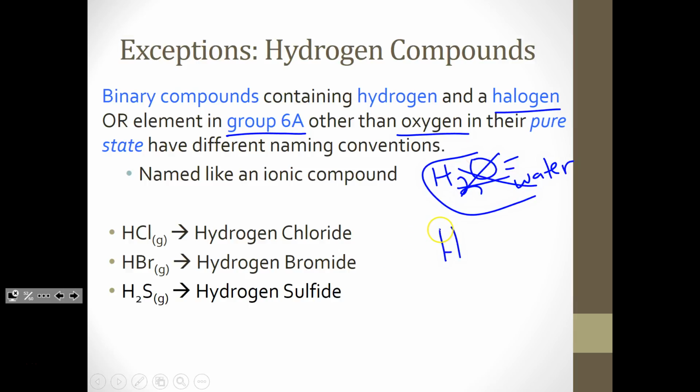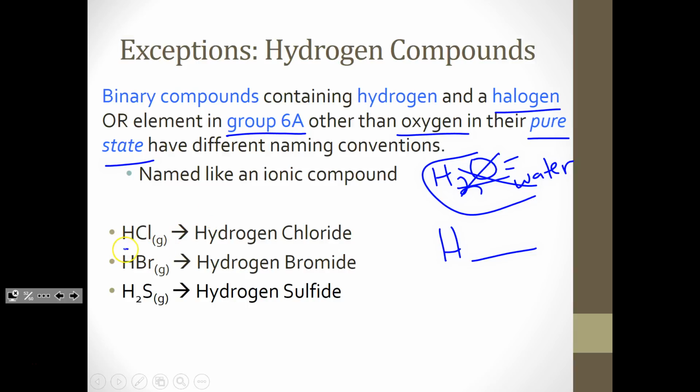So if hydrogen is bonded with a halogen or any other element other than oxygen in 6A, and it's in its pure state, which a lot of times means it's in the gas form, then it's going to be named essentially like an ionic compound. So let's look at some examples so you'll see what I'm talking about.